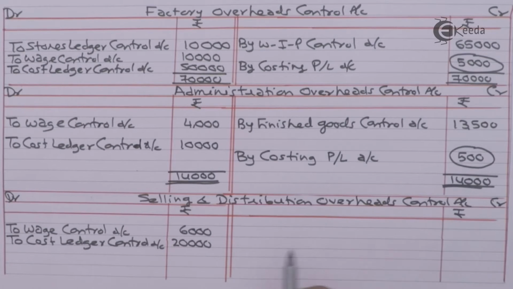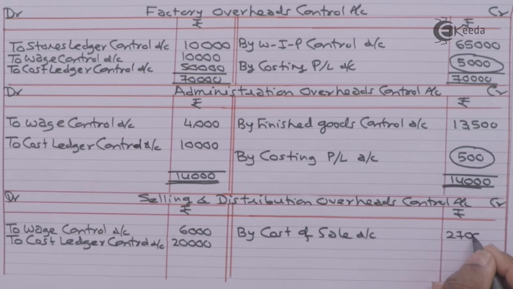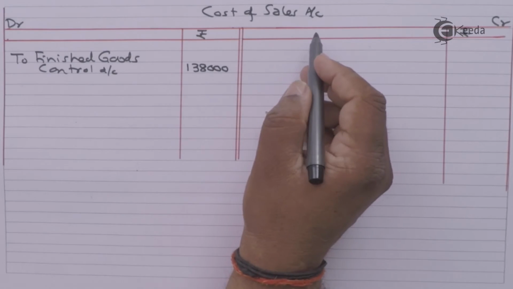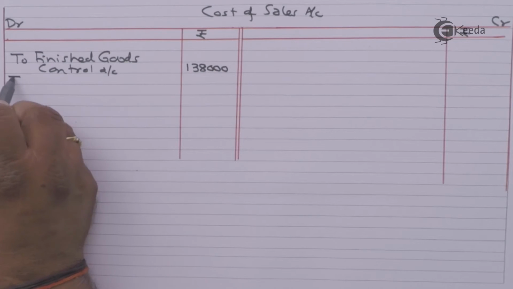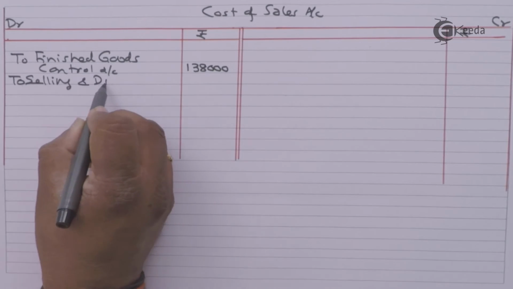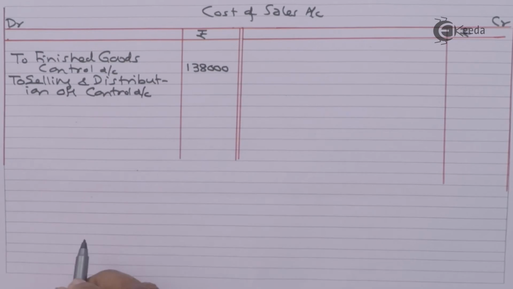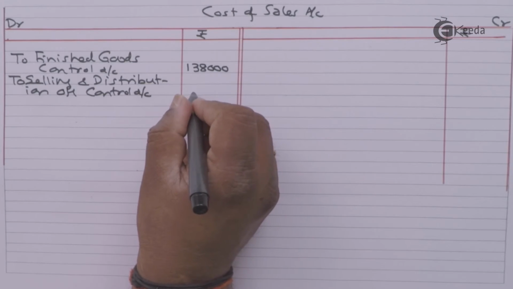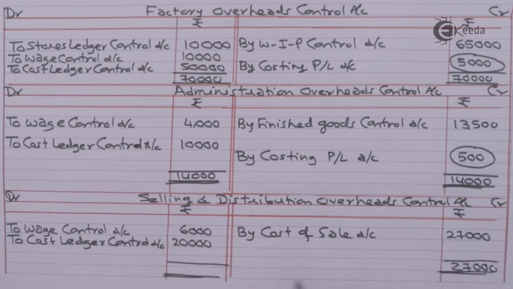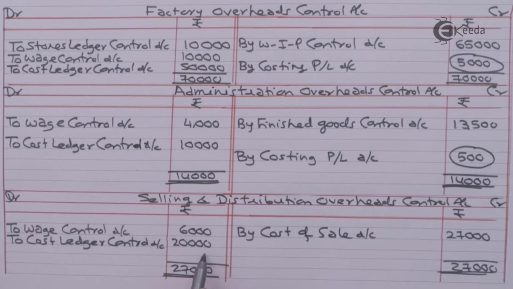Selling and distribution recovered 27,000. So selling and distribution overheads control account credit side, by cost of sales account 27,000. Cost of sales account debit side, to selling and distribution overheads control account 27,000. Selling and distribution overheads control account, if we close, we are getting balancing figure on debit side 1,000. This will be transferred to costing profit and loss account.